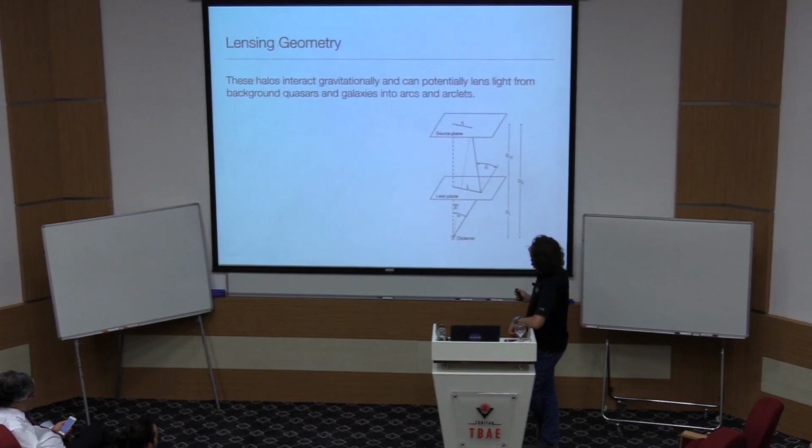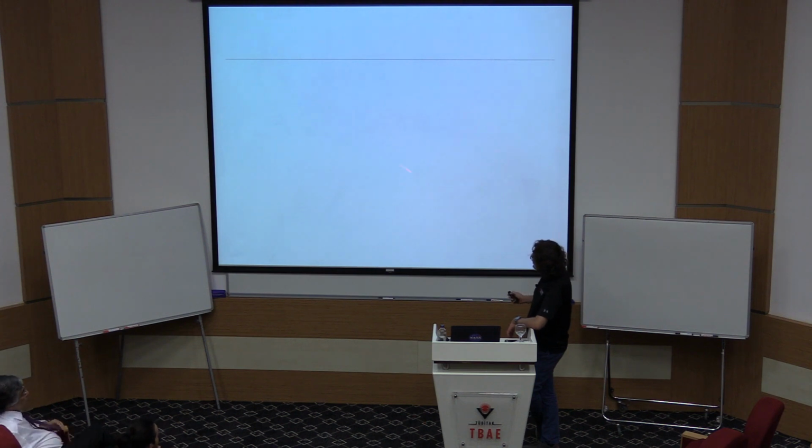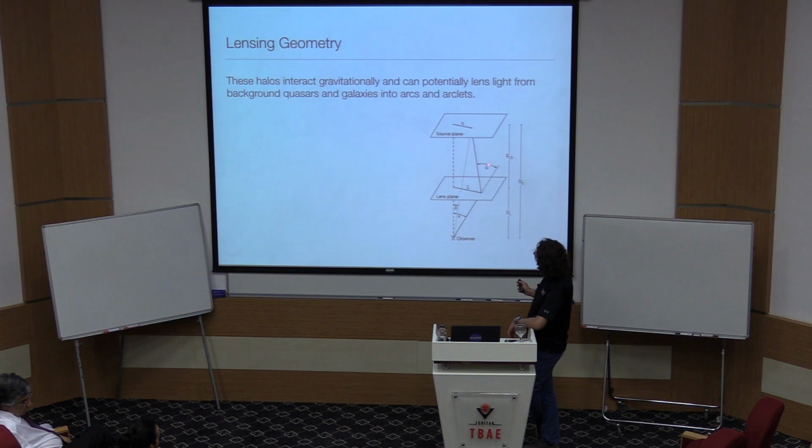Just one important point about these: both beta and theta are small angles, so we make the small angle approximation. That allows us to write this whole thing as the sum of this guy and that guy, which is essentially written mathematically here. So theta ds is equal to beta ds plus alpha hat times DLS. Going back here, alpha hat times DLS is this guy.